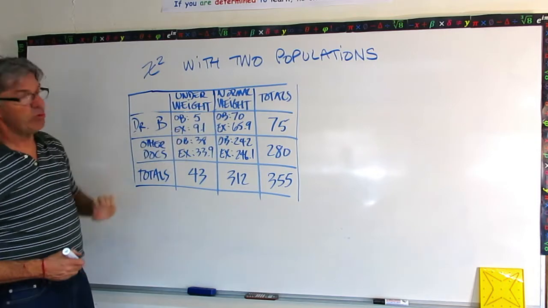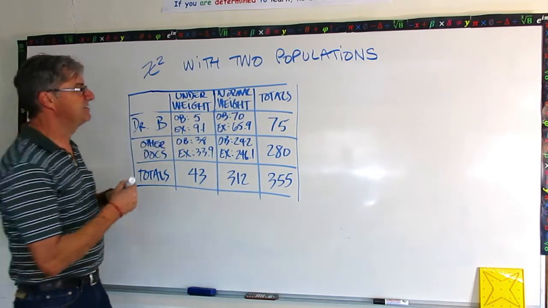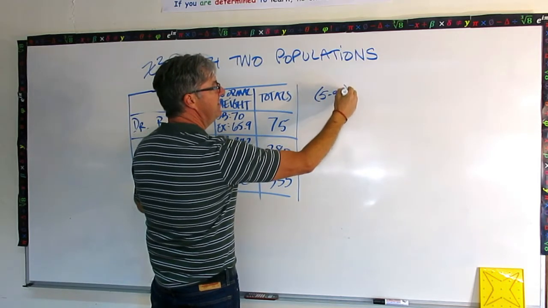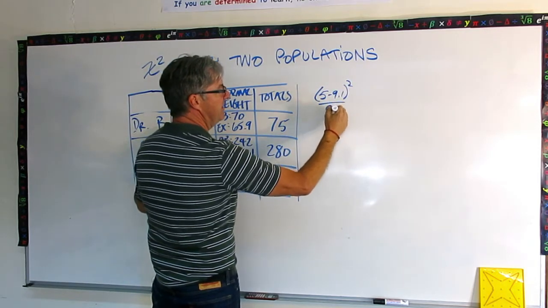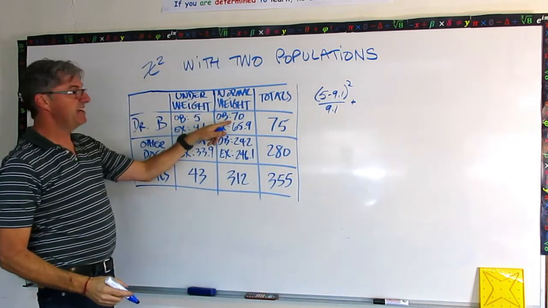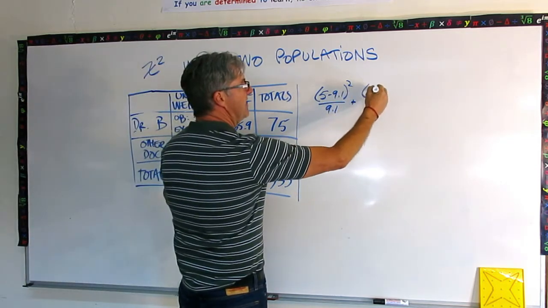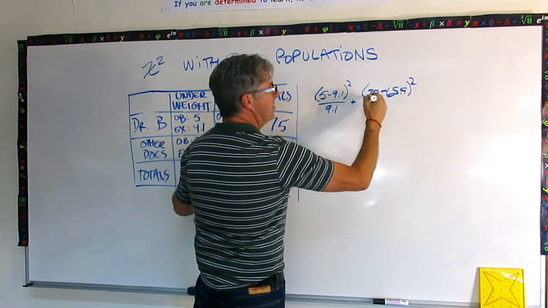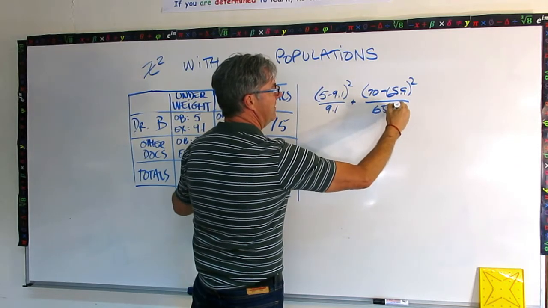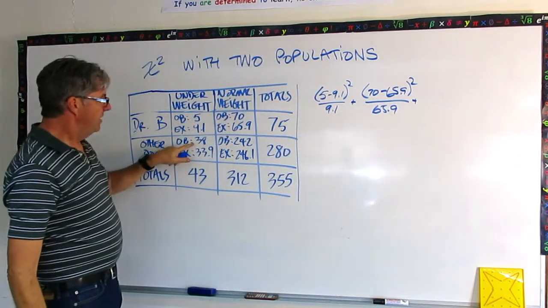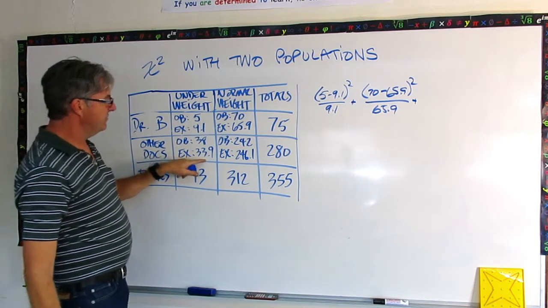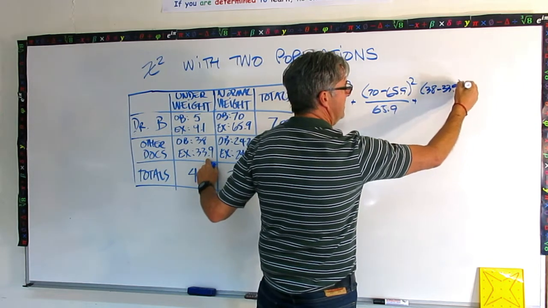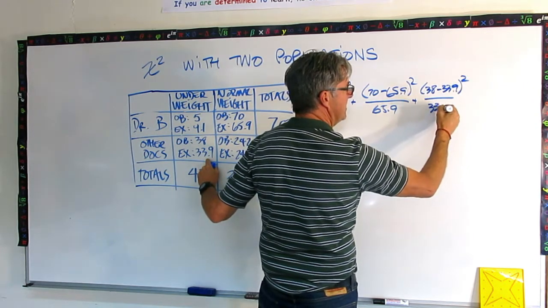Each box generates one of the fractions. So let's do this first box. Observed, 5 minus expected, 9.1, squared over expected. Plus, let's do this one next. Observed is 70 minus expected is 65.9 squared over expected. Our third one, it's going to be 38 minus 33.9. So 38 minus 33.9 squared over 33.9.